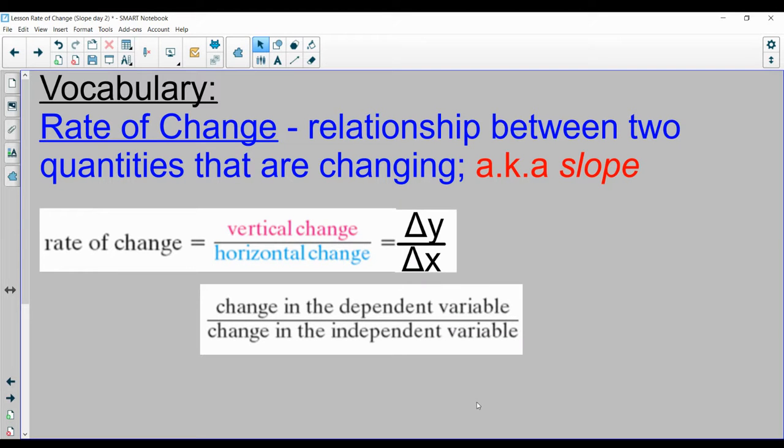Okay, in this video, we're going to be talking about rate of change. Rate of change is slope, but it really describes the relationship between two quantities that are changing. We do identify it as the vertical change over the horizontal change, but because there are quantities, we think about it as the change in the dependent variable, which is y, over the change in the independent variable.